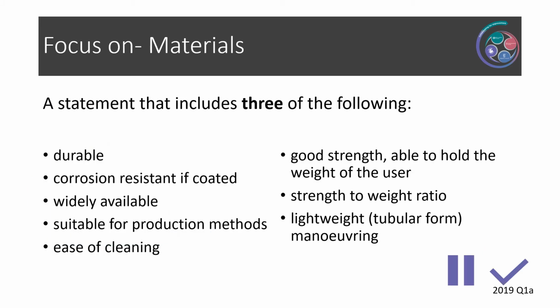Okay, let's look at the marking instructions. You should have made 3 statements of the following things. It's durable. This means it's resistant to wear and tear and damage. It's corrosion resistant if coated. It's widely available. It's suitable for production methods, and you may have said that it has been extruded. It's easy to clean. It has good strength, and this means it is able to hold the weight of the user. Good strength on its own without that explanation would get 0 marks.